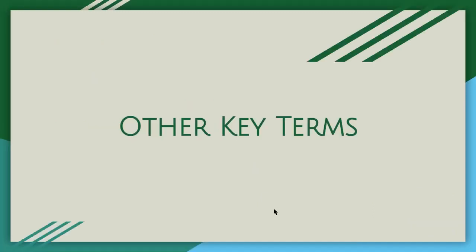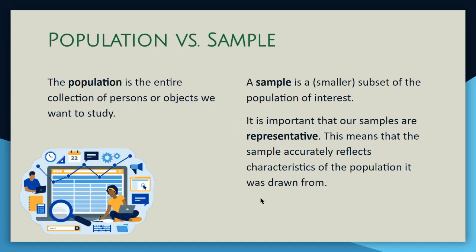We got a couple of key terms we want to get through. I'll try and do this quickly. First is population versus sample. The population is the whole group of interest, and the sample is a smaller subset of that group of interest. For example, if I, as a statistician, want to study the average height of all adults in the US, the population is every single adult in the US.